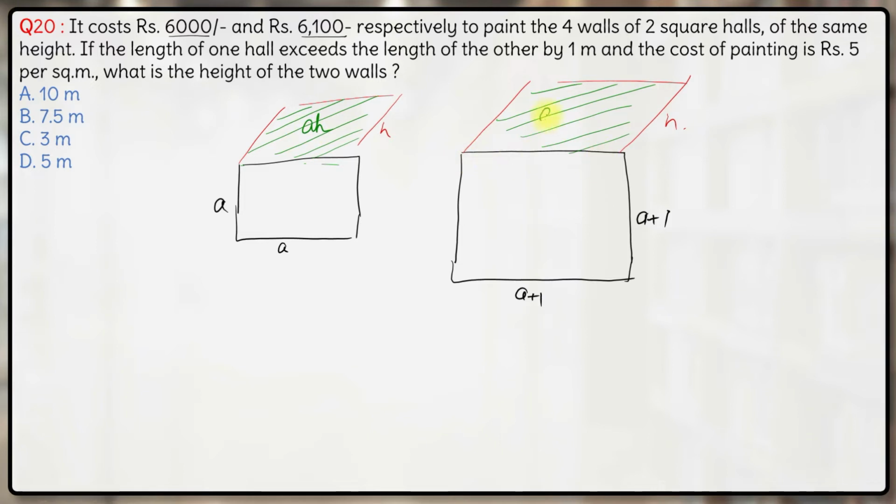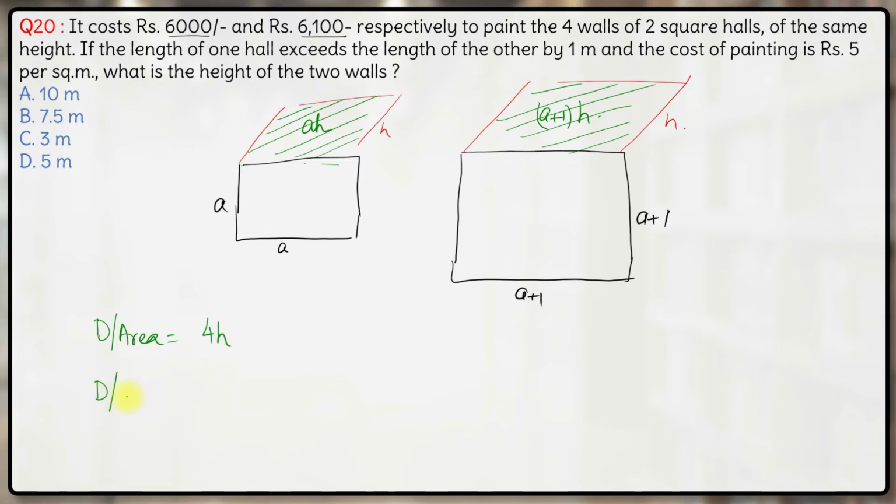The area of this wall will be (A plus 1) into H. So the difference in area will be (A plus 1)H minus AH, which will be H square meters. So the difference in area for one wall is H square meters. The difference in area for all the four walls will be 4H square meters.